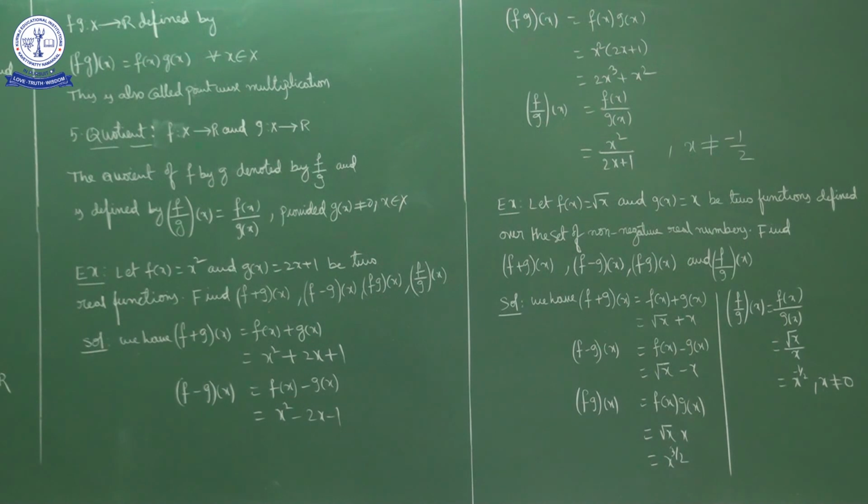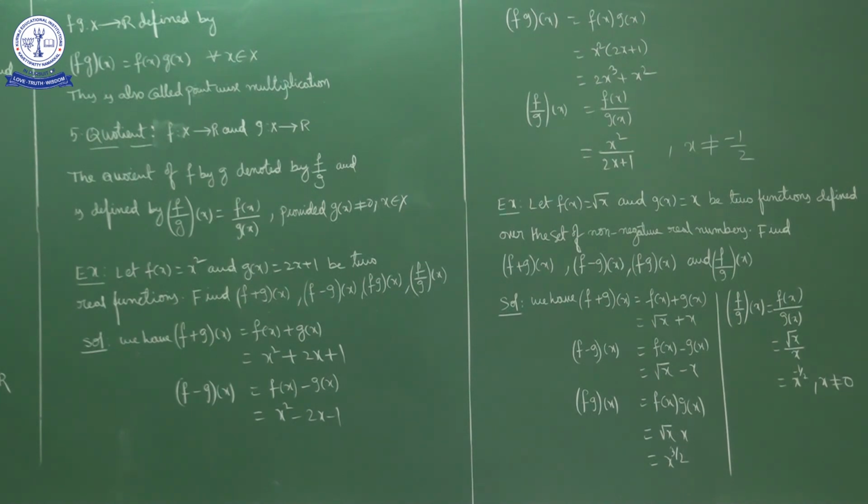Now here f plus g, f minus g, fg are defined for all real numbers, but the quotient f by g of x is defined for all real numbers except x is equal to minus 1 by 2. Because the denominator should not be 0, 2x plus 1 should not be 0, which means x is not equal to minus 1 by 2. This function is defined for all real numbers except x is equal to minus 1 by 2. Okay, that's it.